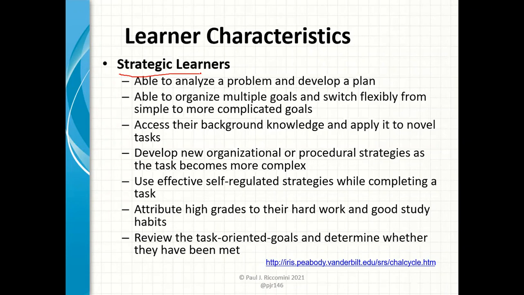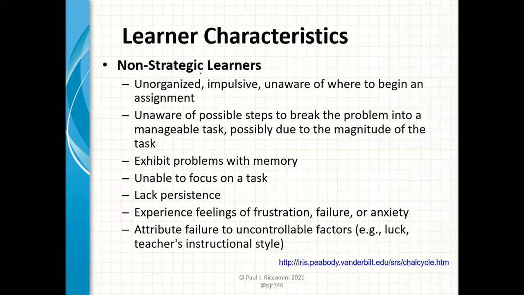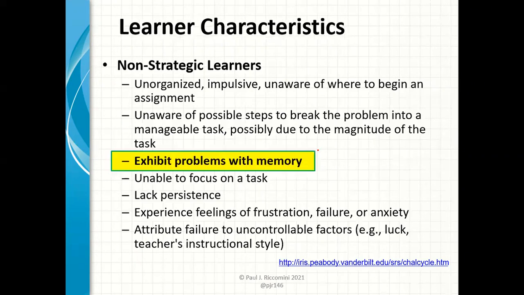Then you have this other type of learner, which is non-strategic. When they're confused and you say, tell me what you don't understand, they say everything. They look at you like, what day is this? Are you in math? They're just lost. So these non-strategic learners approach things unorganized. They can't break down tasks. They can't focus. They lack persistence. They get frustrated. They give up easily. What is really relevant for our strategy is this piece right here, this idea of exhibiting problems with memory.